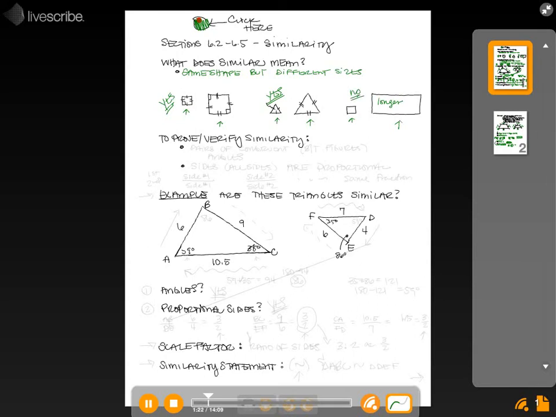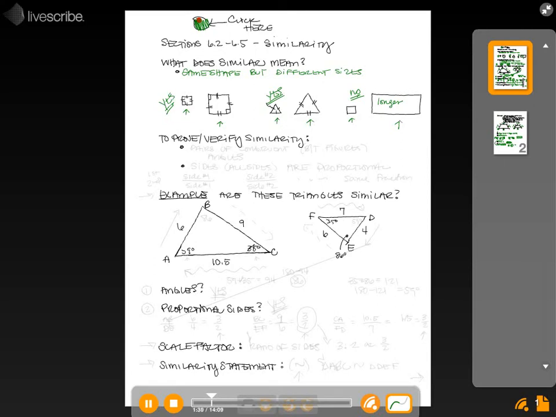They may be the same shape, they're both rectangles, they're just not identical. Okay, one is longer, the bigger figure is longer, so it's not exactly the same shape as the smaller one. Okay, and that's what we mean by similar. They have to be the same shape but different sizes.